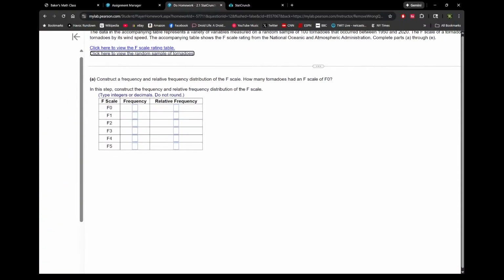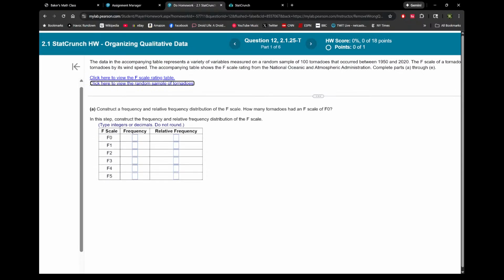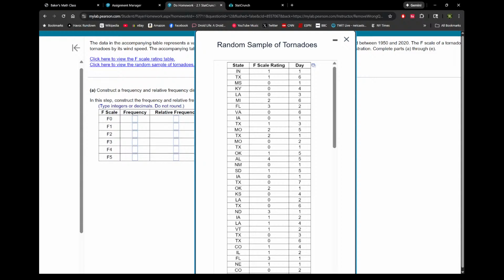This was, we're ordering random tornadoes. Click here to view the table. Here's the table of values. You'll notice a little box up here in the corner. This box says open in StatCrunch.